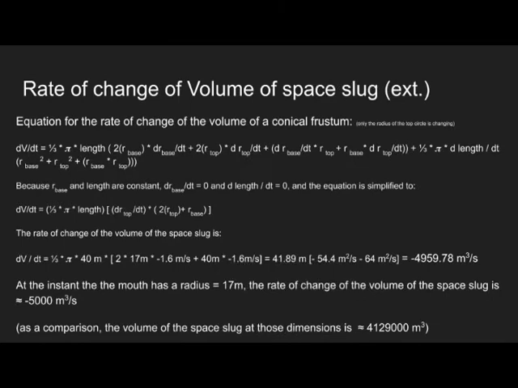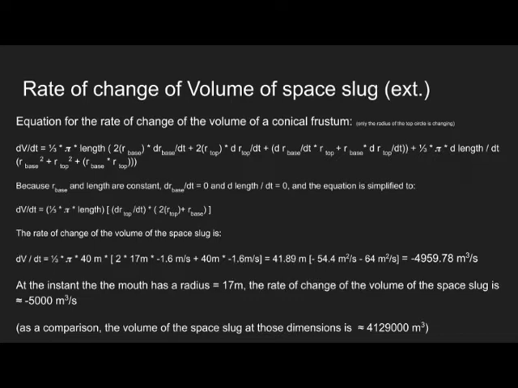The equation of the rate of change of the volume of the space slug. I find the equation to be the following, which can be simplified because the radius of the base and the length are constant, so the derivatives with respect to time are equal to 0, and the equation is simplified to the derivative of volume with respect to time is equal to 1/3 times pi times the length, all of that times the rate of change of the top with respect to time times 2 times the radius of the top plus the radius of the base.